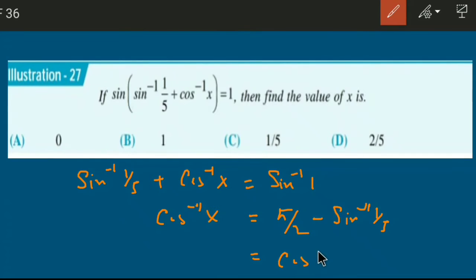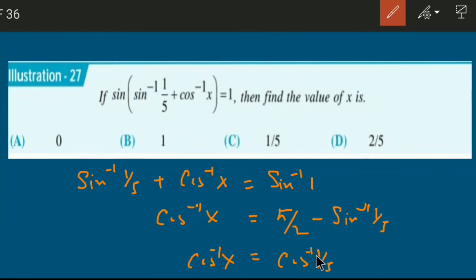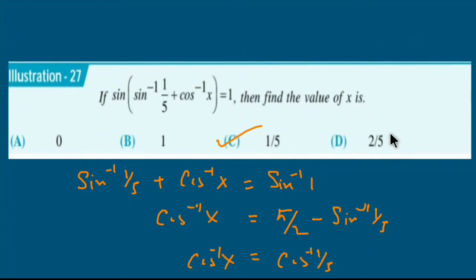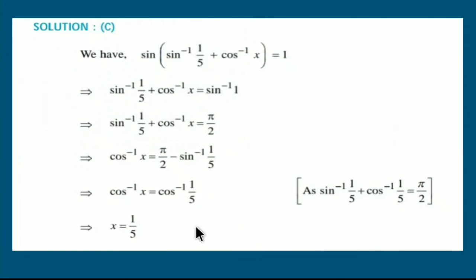So we can say cos inverse 1 by 5, and here that is cos inverse x. Comparing, or taking cos on both sides, x is equal to 1 by 5, and that is your answer. So this is a very easy problem, nothing complicated here. You can check the same pattern in the solution.